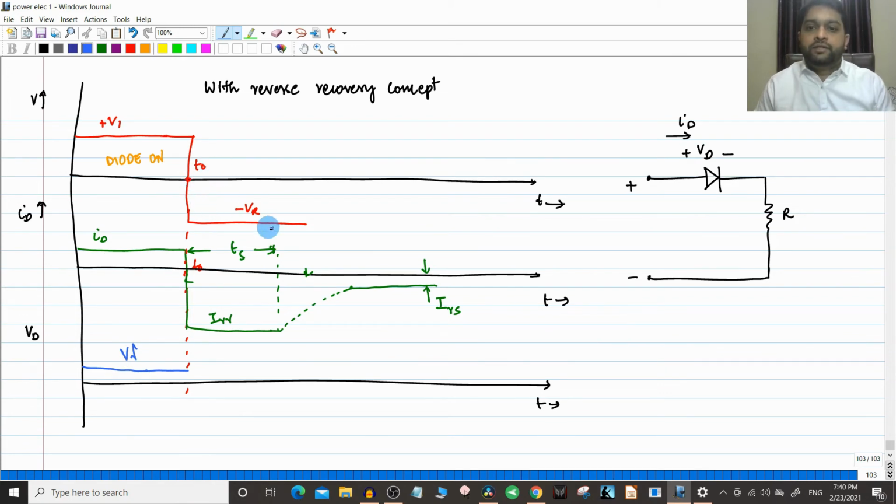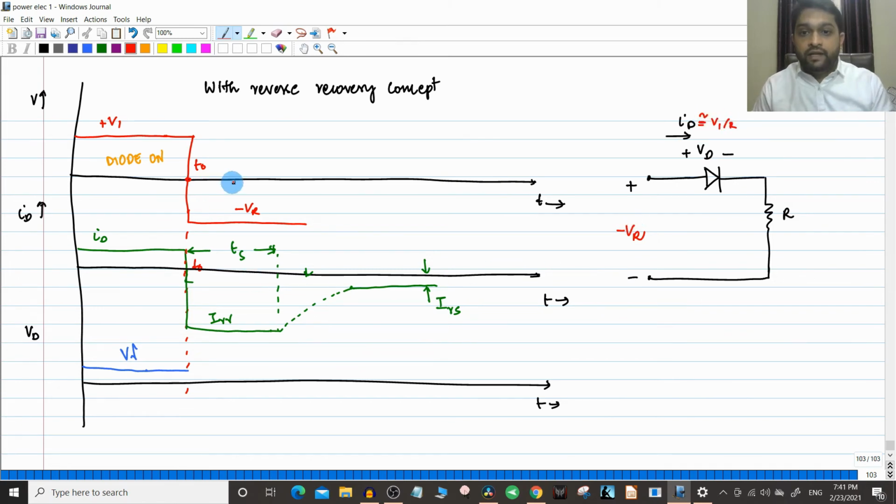After the point T0, you are applying a reverse voltage of minus VR. In the previous case, without the reverse recovery concept, the diode turned off at this particular point. But now the diode is not turning off. The diode is still in its on condition, but it is allowing a current to flow in the opposite direction. The forward bias current was roughly the applied voltage V1 divided by R. Approximately it will be this value here.